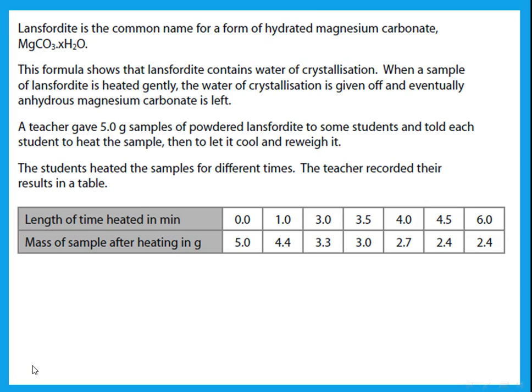Lansfordite is the common name for a form of hydrated magnesium carbonate. This formula shows that this compound contains water of crystallization. When a sample of this is heated gently, the water of crystallization is given off. Eventually, anhydrous magnesium carbonate is left.